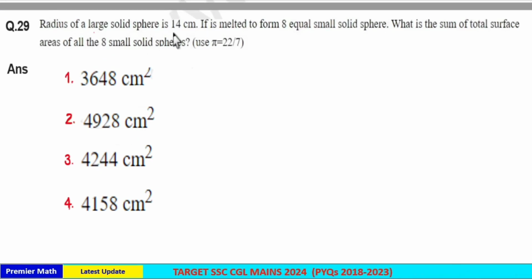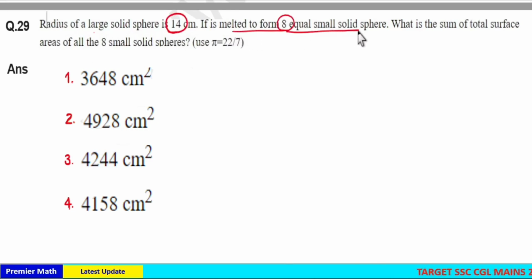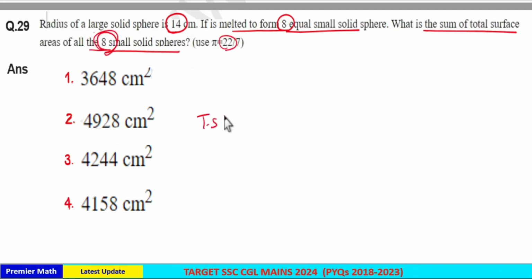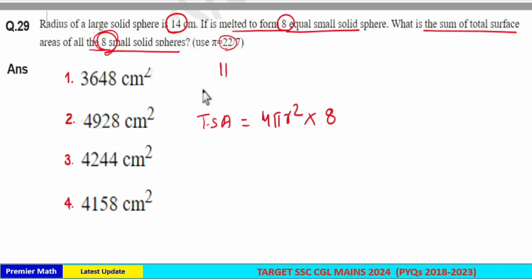Radius of large solid sphere is 14 cm. If it is melted to form 8 equal small solid spheres, what is the sum of total surface area of all the 8 small solid spheres? Here our answer is a multiple of 8 and 11, because total surface area of a sphere is 4 pi r square. So we have to find the total surface area of 8 such solid spheres, which means our answer is a multiple of 8 and 11, because pi contains 22, which is a multiple of 11.